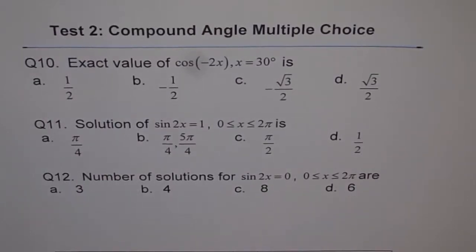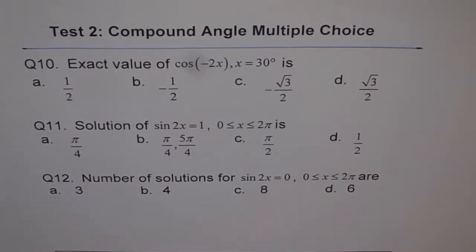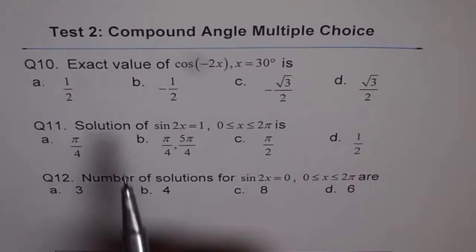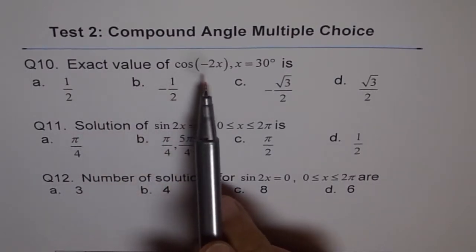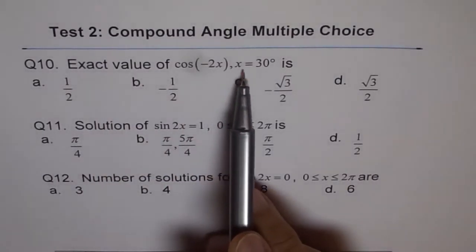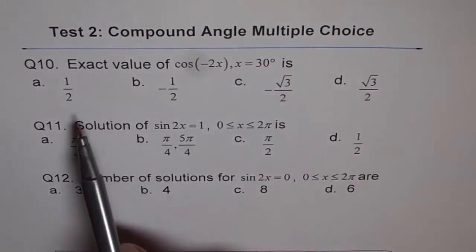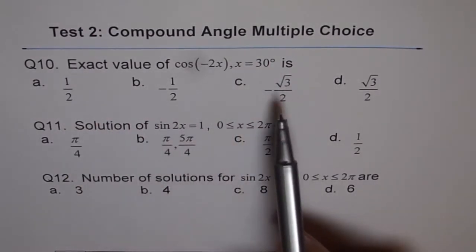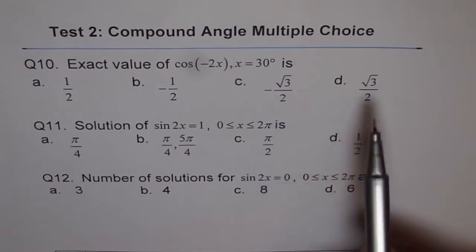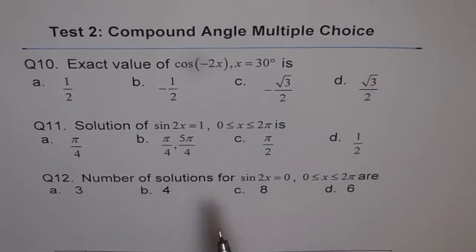Test 2. Compound angle multiple choice questions. Question 10. Exact value of cos of minus 2x, where x equals 30 degrees, is half, minus square root 3 over 2, or square root 3 over 2.